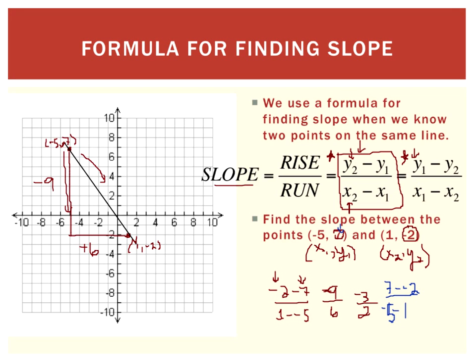Okay, got to be very careful about these. So 7 minus a negative 2 is 9. Negative 5 minus 1 is a negative 6. And then we can see this still does reduce to negative 3 over 2. Okay, so either way, like I almost did, it's very important that whichever y variable you start with, you choose the same x variable to start with in the denominator. Does that clarify your question?